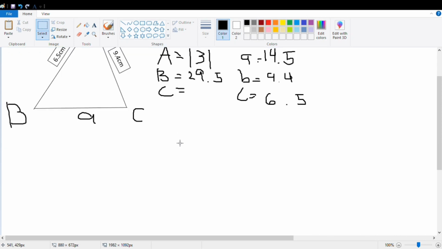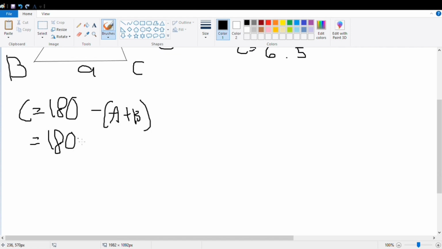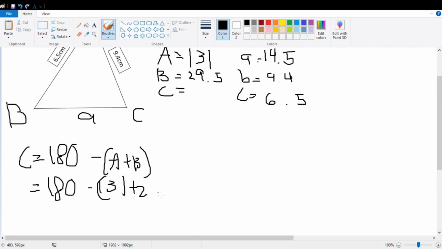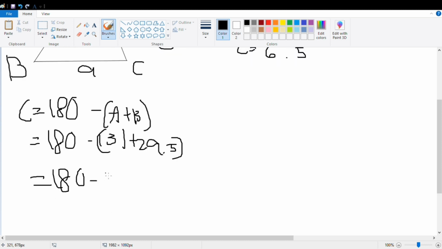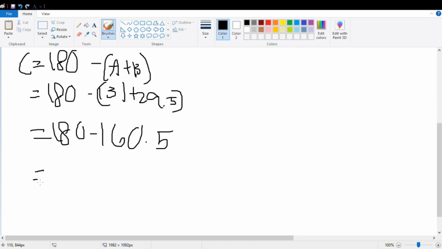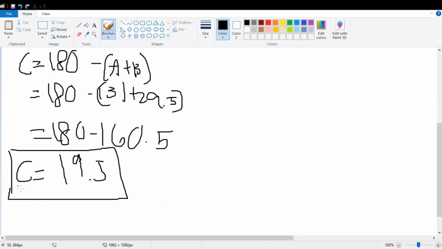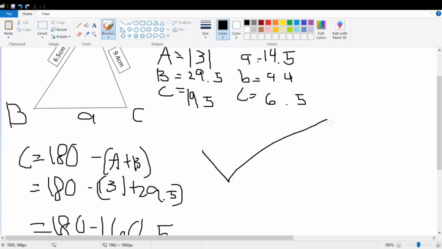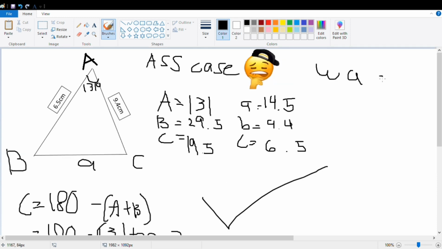Now, for angle C, the simplest and easiest part. All you have to do is subtract A and B from 180 and then you will have C. And there you have it, an SAS case triangle solved using the law of cosines.